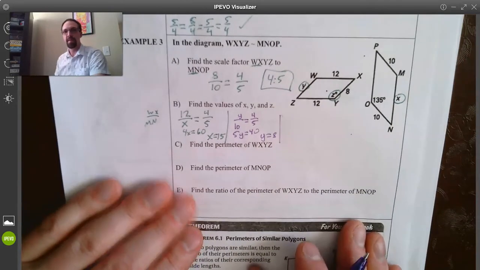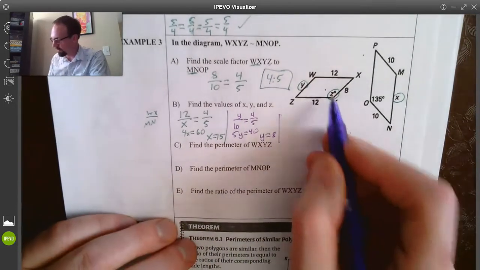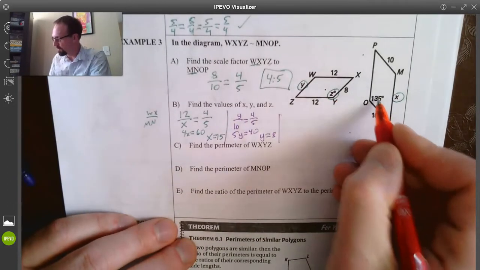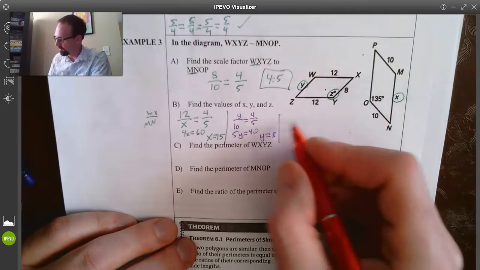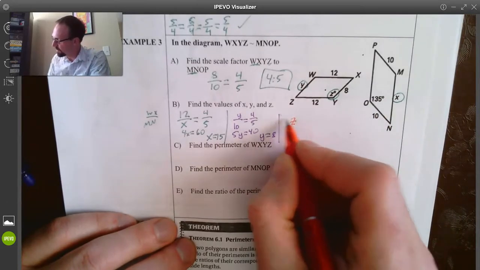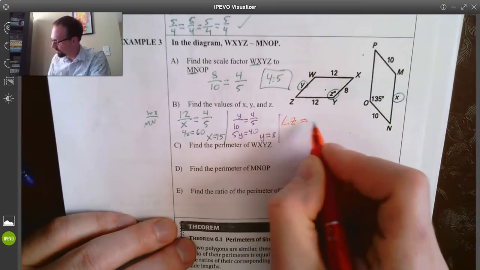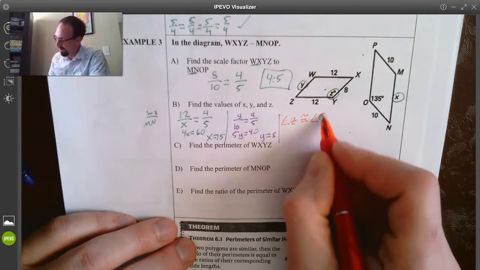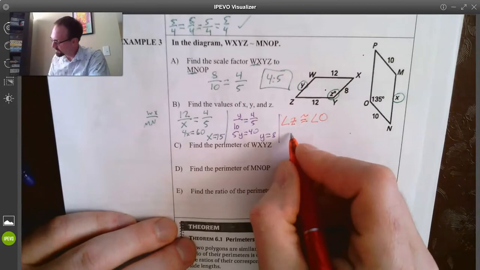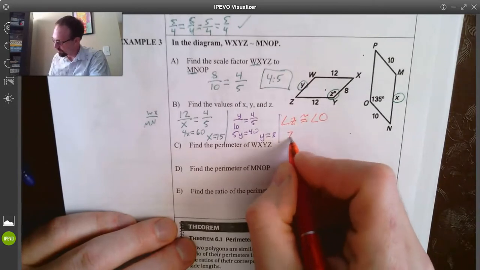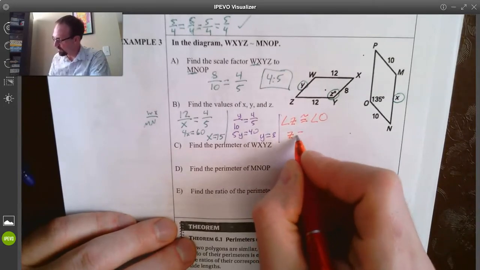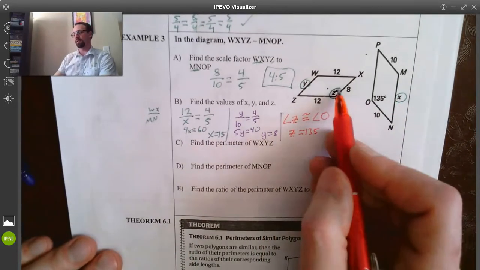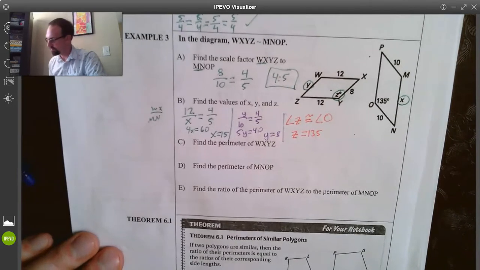So there's that one. And then z is probably the easiest out of all of these, because z matches up with the degree measurement here. Angle y and angle o are the same. So angle z is going to have the exact same measurement, so it's congruent to angle o. So the value of z is equal to 135 degrees. Degree symbol is already there, so I can just leave it as 135.